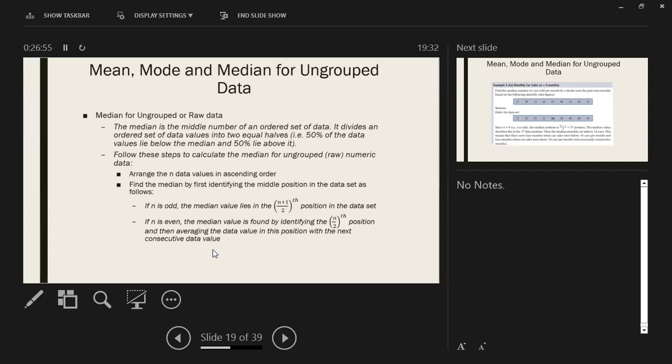All right. So now let's look at what is called the median for ungrouped data. The median is the middle number of an ordered set of data. So this is a keyword, right?